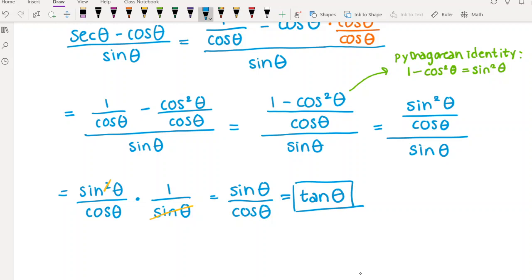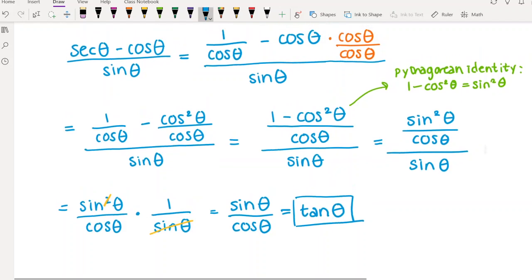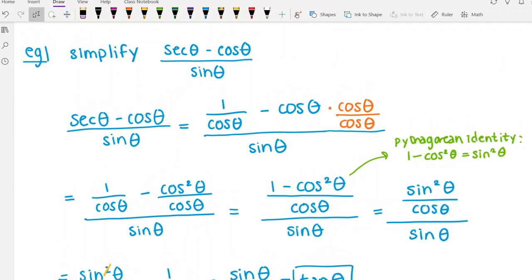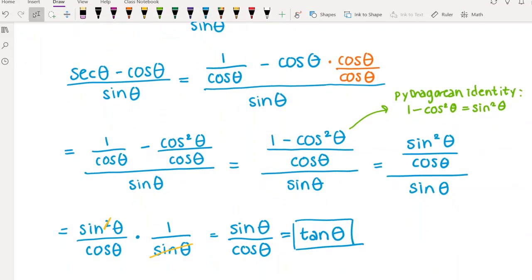I find these kind of fun and satisfying, because you don't really know what you're going to end up with. It's very satisfying when it actually works out and ends up with something way simpler than what you started with. So again, as I mentioned at the beginning, you could definitely also do this by splitting it into two fractions. I would encourage you to try that method and see if it worked better or worse in your opinion.